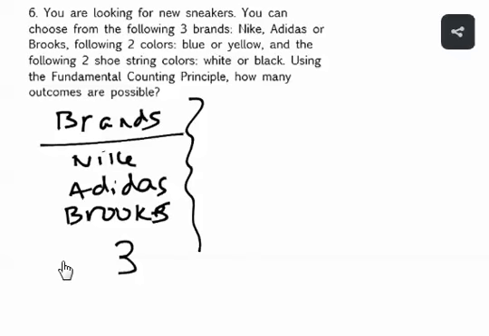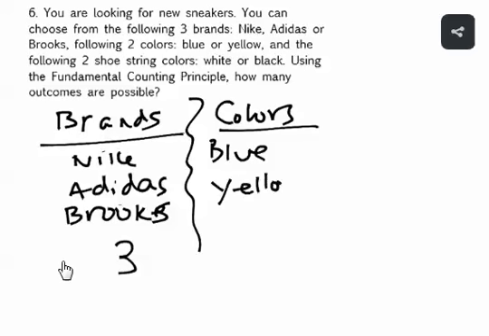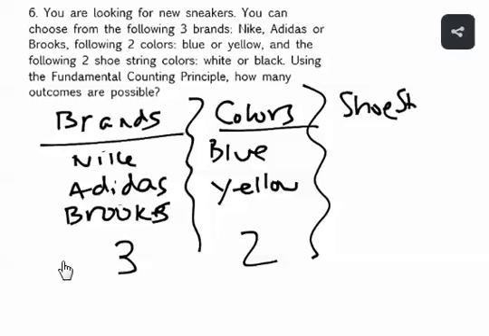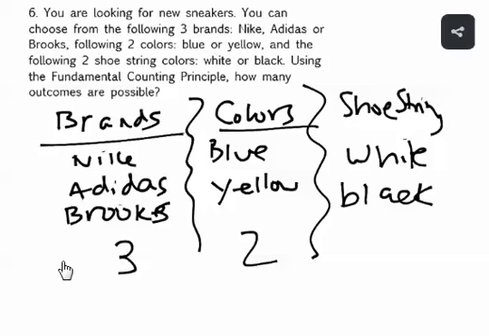Then I'm going to say, after I pick a brand, I also have colors. So in my colors category, I have blue or yellow, all right? So that's 2 colors, 2 options of colors. Then I have the shoestring options, and that's white or black. And that's, again, 2 options.